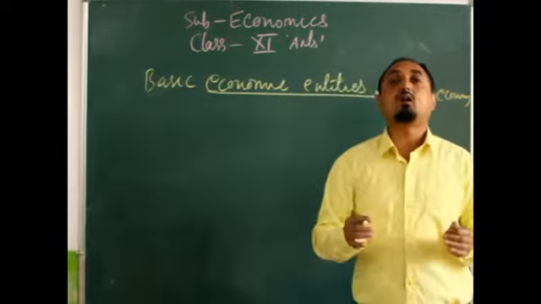On the basis of their economic activities, we have classified economic entities into three categories. Number one, households. Number two, firms, and number three, the government. First, you have to understand what an economic entity is. We can define it as an institutional unit which is capable of taking economic decisions independently.